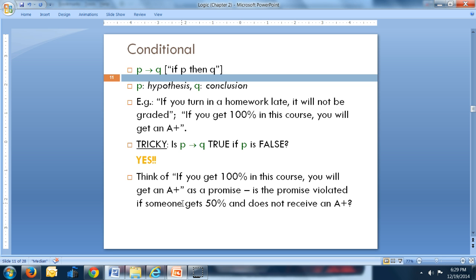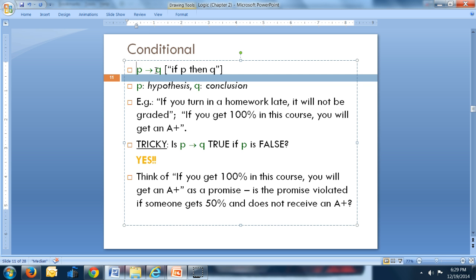Now the next truth table would be for the conditional, if then, and we use this arrow going from left to right, P then Q. We read it like this: if P then Q.